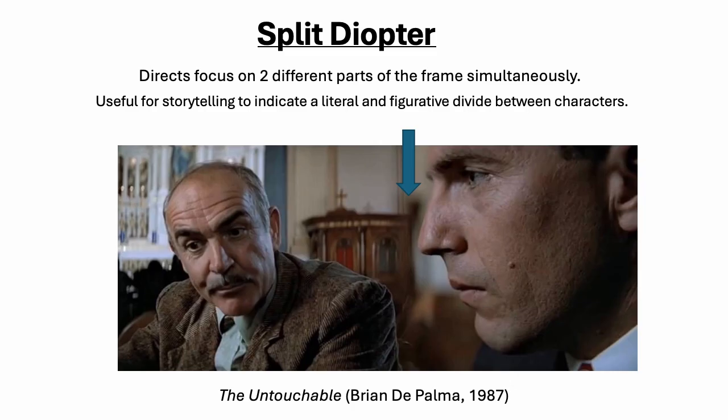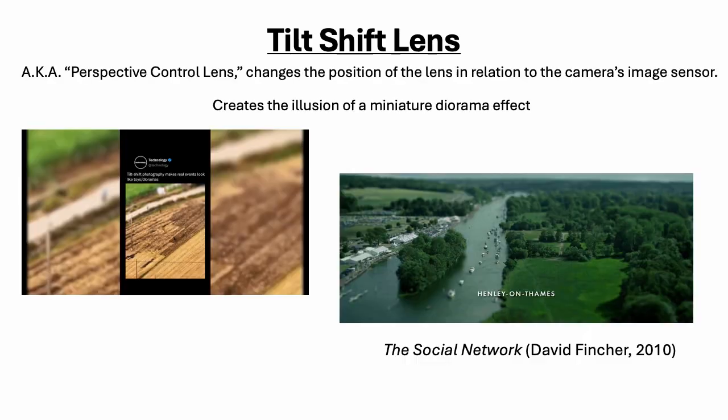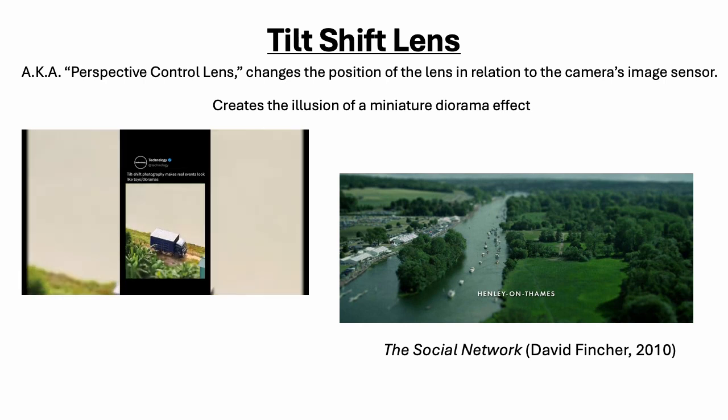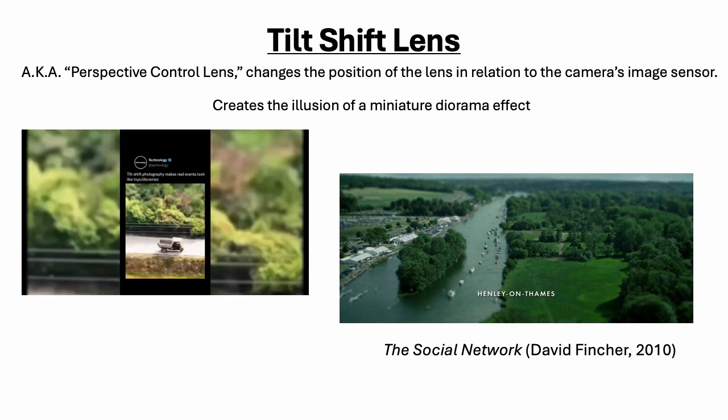One is called the split diopter, where a very thin part of the frame in the middle is out of focus. And then there is the tilt-shift lens, which helps create a miniature effect in film.